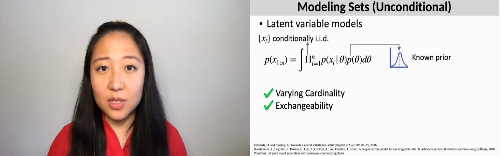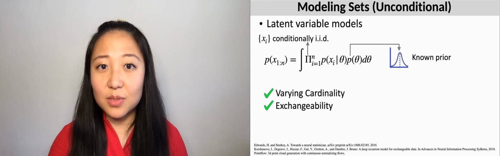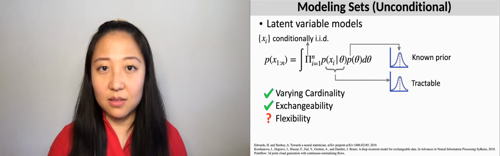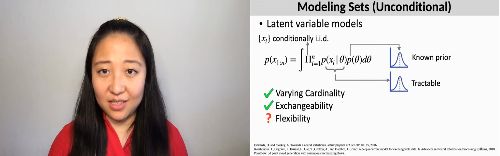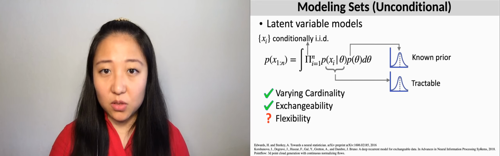If we were to explicitly focus on exchangeability, we can apply de Finetti's theorem, which says that points in a set are conditionally independent given some latent variable theta. And we can express the likelihood of a set, p of x 1 to n, in terms of a latent variable model with the prior of some simple known distribution. But in order to train this model by maximizing the likelihood, p of x given theta needs to be tractable. So the existing work either restricts p of x given theta to some known distributions, such as Gaussian, or uses normalizing flows, which have to be invertible. Either approach would restrict the modeling flexibility.